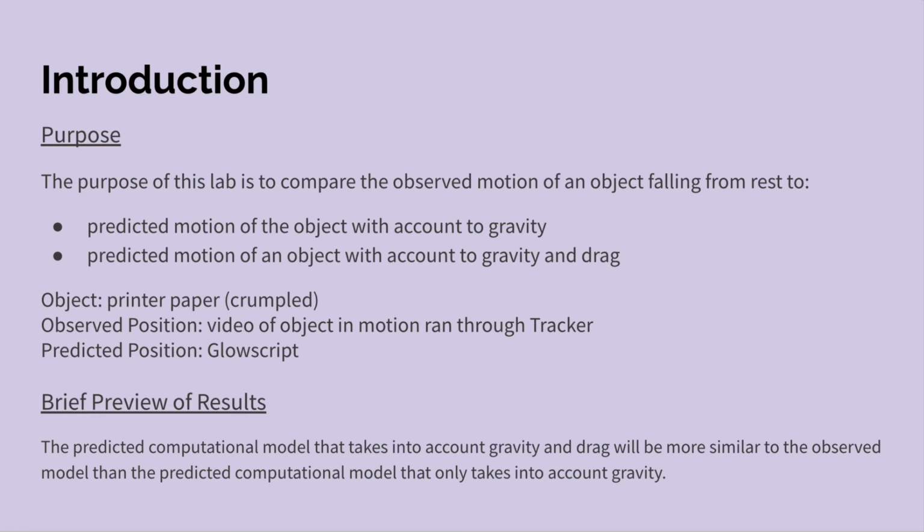So the main purpose of this lab is to compare the observed position of an object falling from rest to the predicted position of the object accounting for gravity and the predicted position of the object accounting for both gravity and drag. The observed position is measured using Tracker, and the predicted positions are calculated using a computational model on GlowScript. For this lab, the object is a crumpled piece of paper.